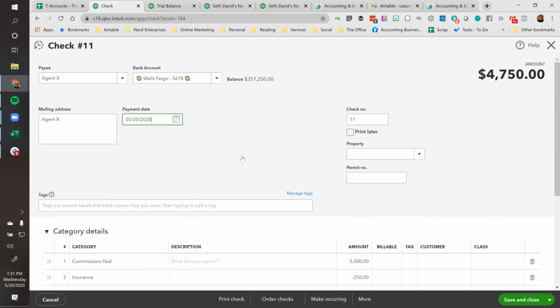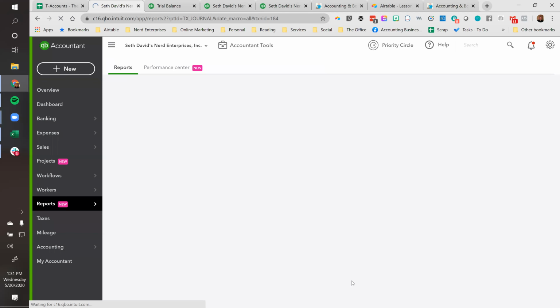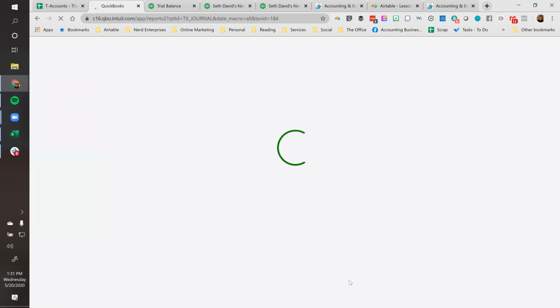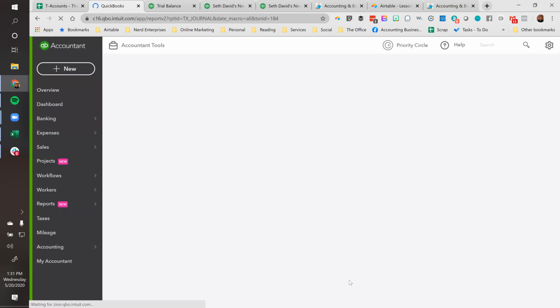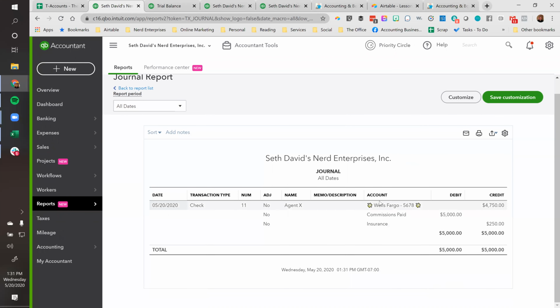So I went in and I just edited the check that we just wrote. And if I click on more, I can run the transaction journal. What this does is it gives me exactly the debits and credits of this transaction, right? It's exactly that. It's the journal entry for this transaction. You can do this for any transaction in QuickBooks Online, right? Any transaction, you can get the transaction journal.